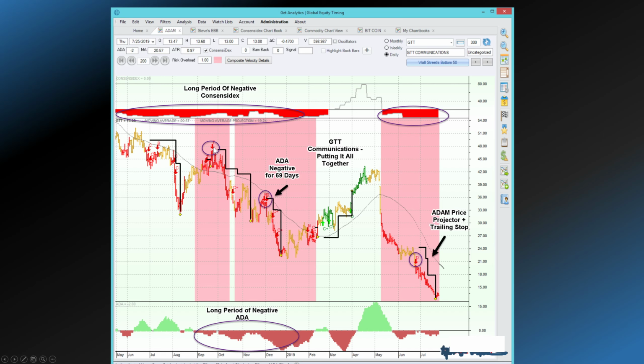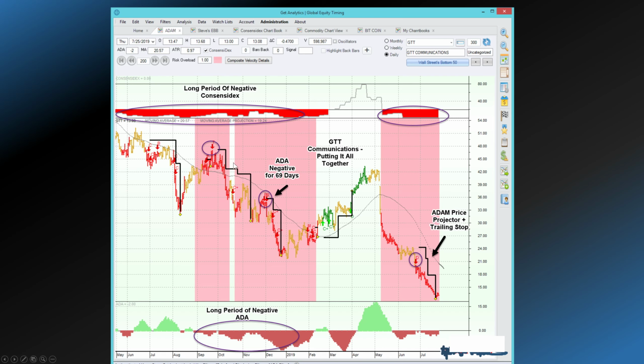Now I want to talk about the trailing stop, and this is a unique trailing stop that we're showing here. This trailing stop tends to go down as price goes down, very gently, giving price action plenty of chance to rally back up without hitting our trailing stop. But notice all of a sudden that this trailing stop accelerates and actually exits the trade. Why? Well, we're using something called the ATOM price projector in combination with our trailing stop.